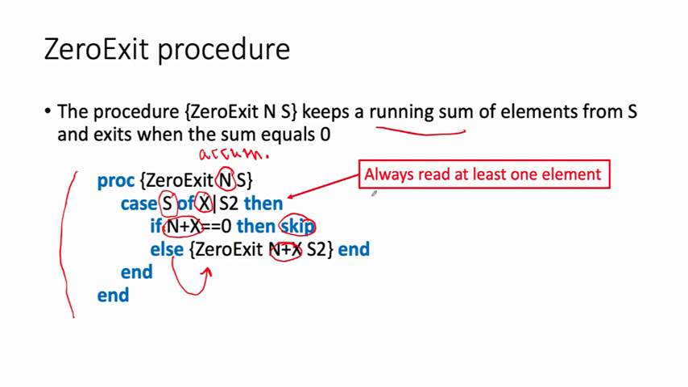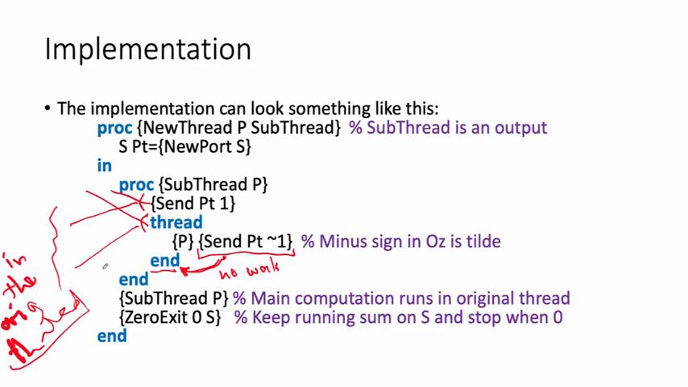Notice this always reads at least one element. So when we do an initial call, ZeroExit of 0, it will read one element, which will be +1, and it keeps going until it's 0 after that. If you look at the call to ZeroExit here, it starts with 0, but because it always reads at least one element, it will keep going, starting from the +1.